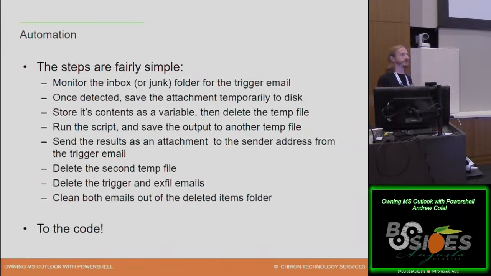Okay, so it's a fairly simple process. This could be streamlined, and I plan to streamline it a little more in a later evolution of this, but I just haven't gotten to it yet. So it's going to monitor the inbox or junk folder, whatever you tell it. Once it detects the email, and again, this is dynamic, so it's looking for 3 trigger words in the email body, and once it finds it, it's going to take the attachment and save the attachment to disk in the temp folder.